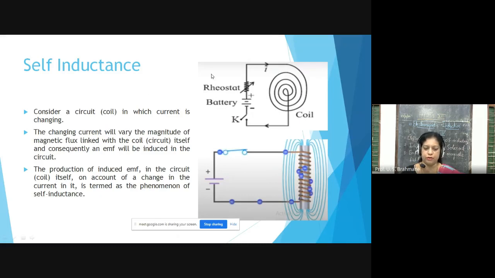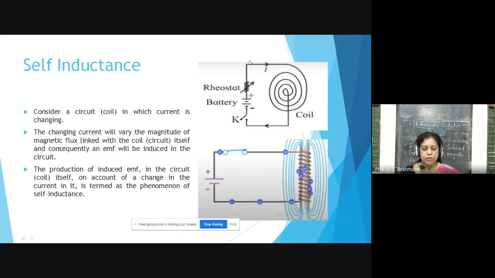What is this self-inductance? Here you can see a coil. This is a primary coil or single coil, rheostat, battery, and a key. Here we can see that there is the production of induced EMF in the circuit on account of a change in the current, and this is called the self-inductance, because of the same coil, there is the induced EMF in the same coil.